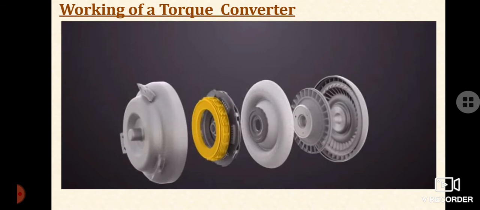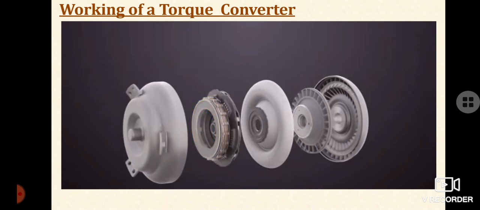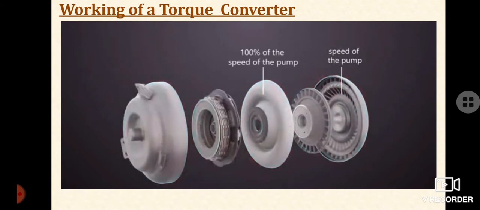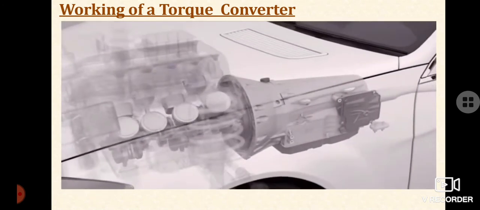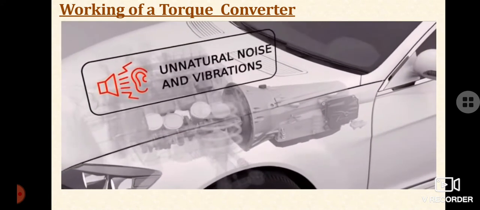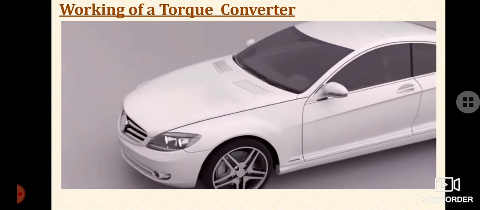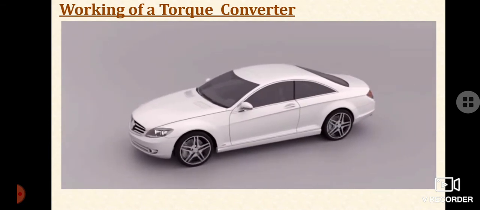Our next stage is acceleration. During acceleration, the turbine speed keeps on increasing, but there is still a large difference between the impeller and turbine speed. As the speed of the turbine increases, the torque multiplication reduces. During acceleration of the vehicle, the torque multiplication is less than that achieved during a stall condition.